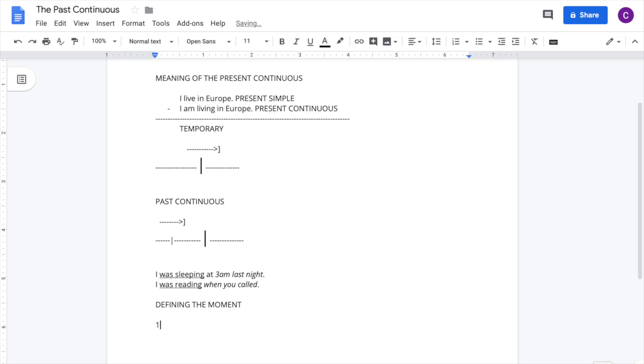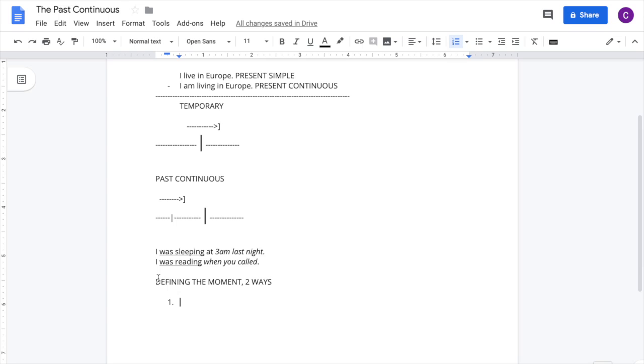You're going to need to define the moment somehow in order to use the past continuous. And this will also be true of the past perfect. This will also be true of the future perfect and the future continuous. This idea of defining the moment is something that we do for all of these tenses. And the past continuous is one of those.